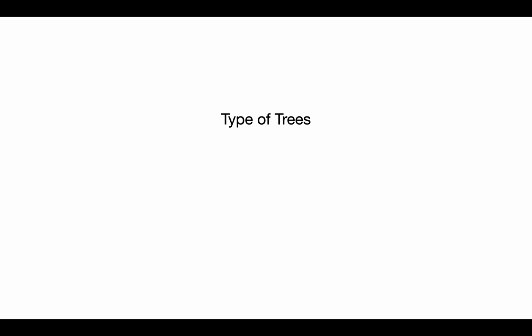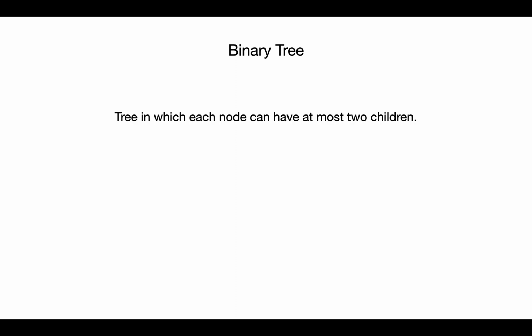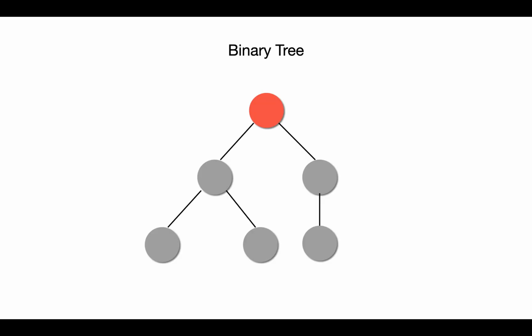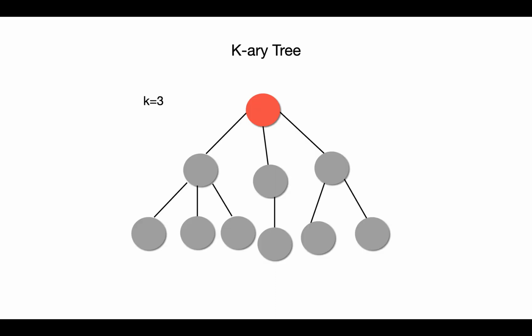The simplest and the most common kind is binary tree. Binary tree is the tree in which each node can have at most two children. So this is binary tree where each node is having either 1, 0 or 2 child. Similarly, there can be k-ary trees in which any node can have at most k child. For instance, if k is 3, each node can have at most 3 child nodes.